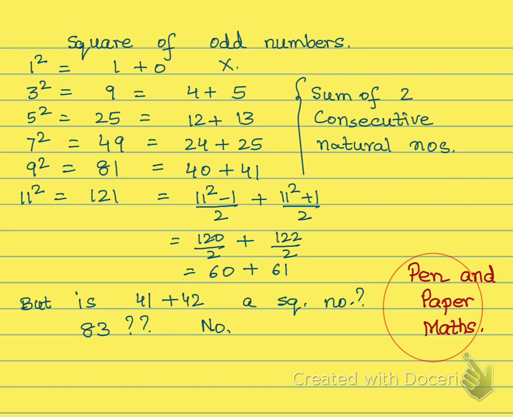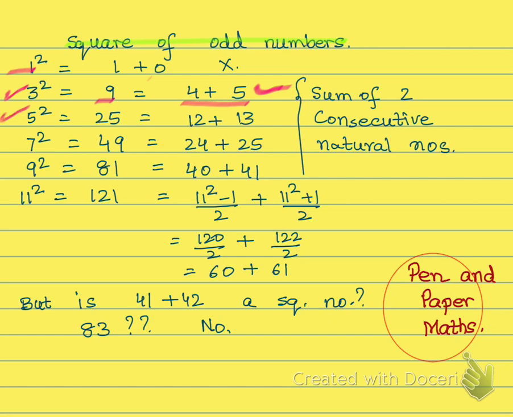The next thing that I'm going to take up is the square of odd numbers or natural numbers. So let's start again. 1 square gives me 1, which cannot be expressed in terms of the odd numbers. 3 square gives me 9, which can be written as 4 plus 5. Are these odd numbers? No, they are not odd numbers. They are just consecutive natural numbers, that means natural numbers coming one after the other.